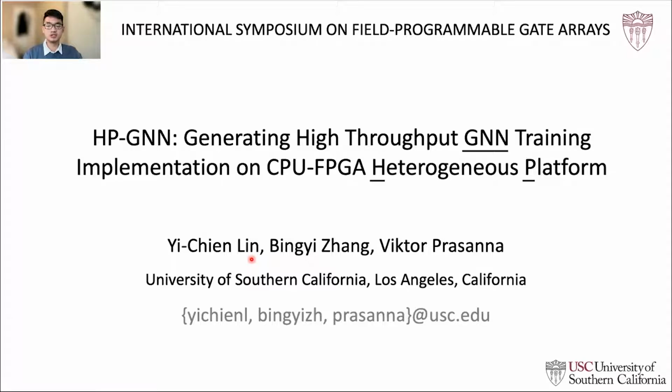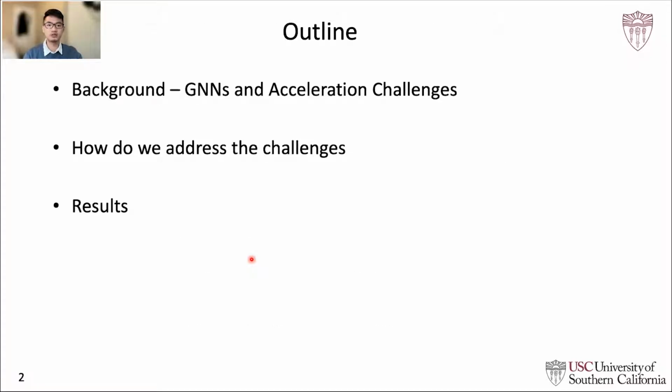Today, I'm going to present our work, HP-GNN, generating high-throughput GNN training implementation on CPU-FPGA heterogeneous platform. I would like to start with some backgrounds in graph neural networks and the acceleration challenges. And then we will move on to how we address these challenges and the experimental results.